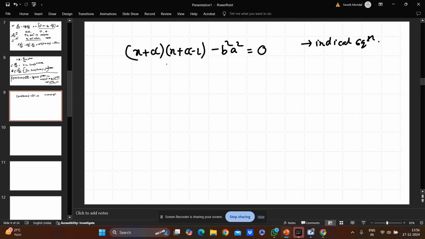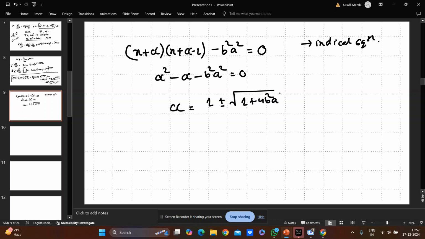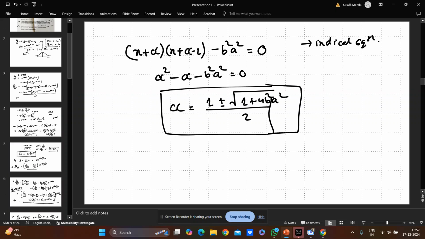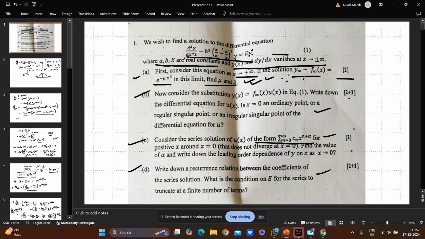So now put n is equal to 0, then it will be alpha squared minus alpha minus b square a square is equal to 0. So alpha will be (1 plus minus root under 1 plus 4b square a square) by 2, okay. So this is your alpha. Now look at one thing.